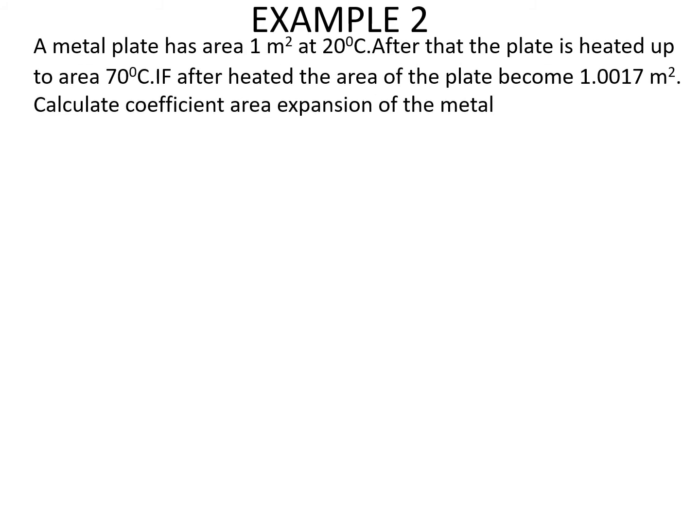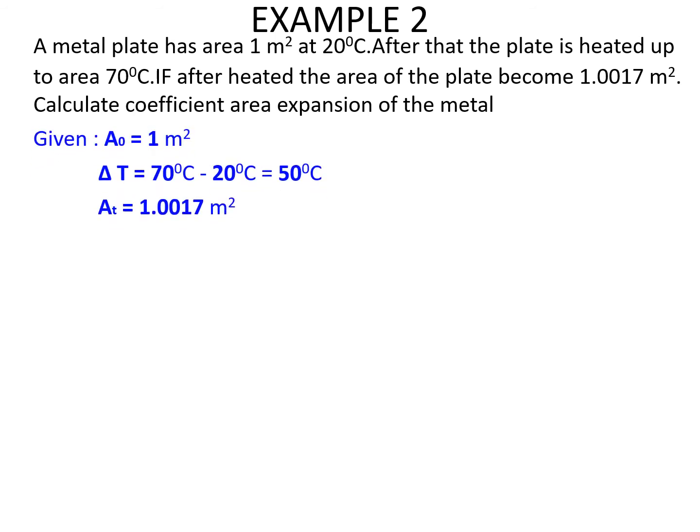Example 2. A metal plate has area 1 meter square at 20 degrees Celsius. After that, the plate is heated up to 70 degrees Celsius. If after heated, the area of the plate becomes 1.0017 meters square, calculate coefficient of area expansion of the metal.